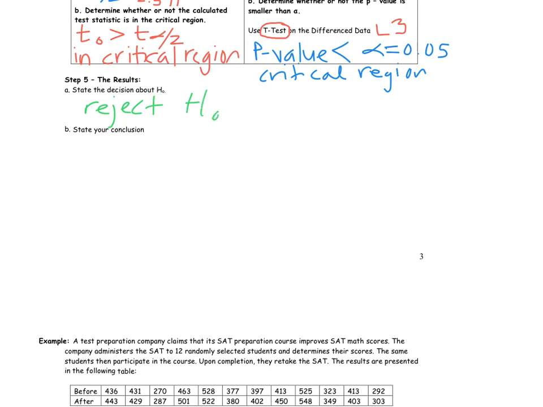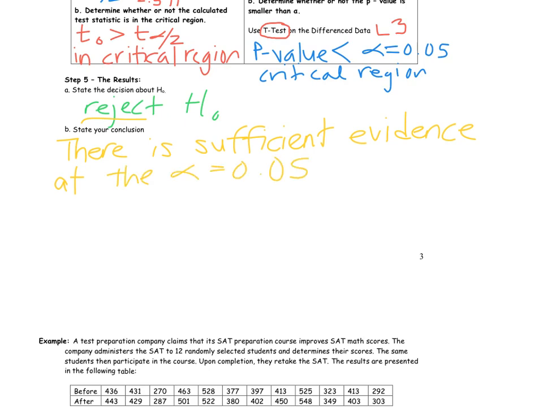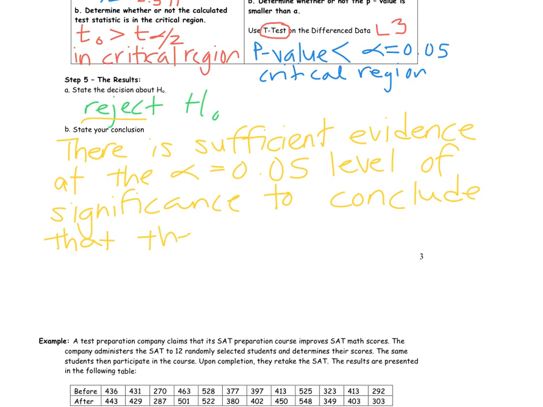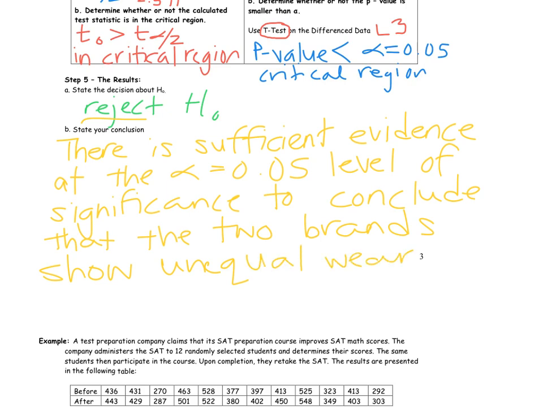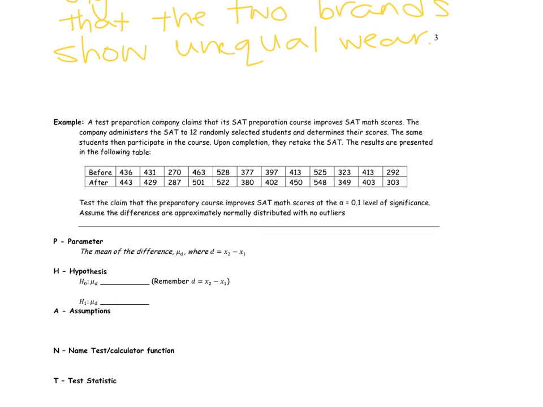Conclusion is still the same. So there is blank evidence. Since we're rejecting, it means we have evidence to support the alternative, so sufficient evidence at the alpha equals 0.05 level of significance to conclude the alternative. To conclude that the two brands show unequal wear or different wear, something like that. Okay, so that was really a detailed problem. Remember, this next example, when we use our phantoms, is what I want you guys to show on your quizzes and exams. So let's see what that would look like.